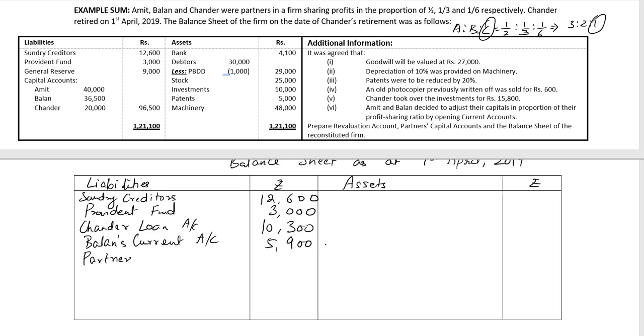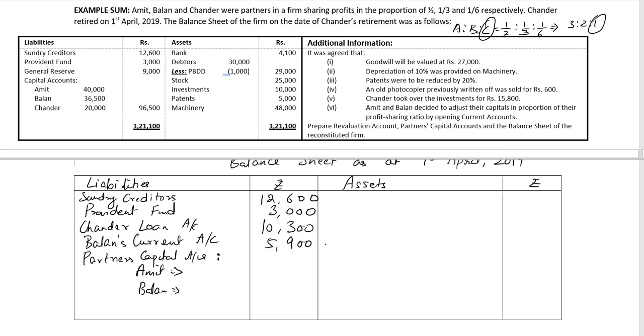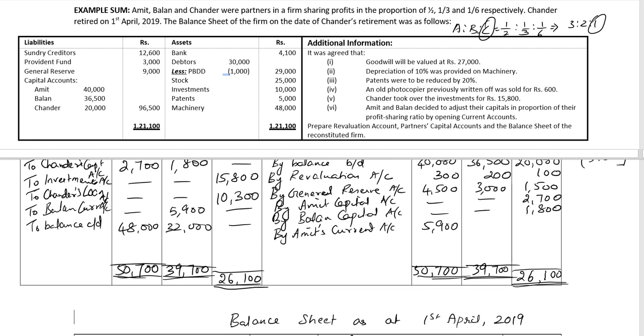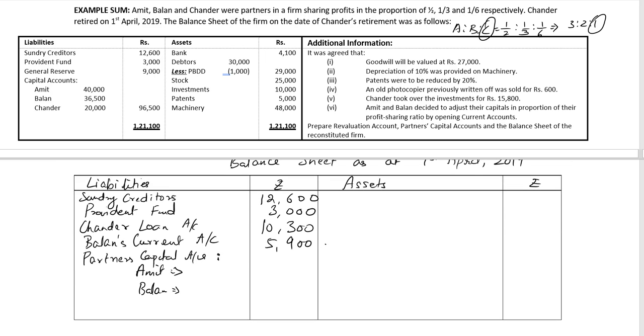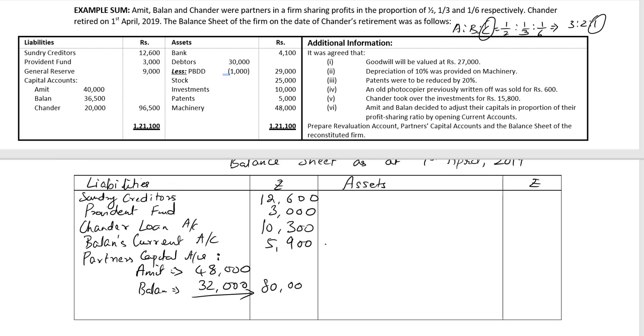We'll insert the partner's capital accounts balances. In the case of Amit, it was 80,000 in 3:2. The balance carried down: 48,000 and 32,000. Total 80,000 rupees.